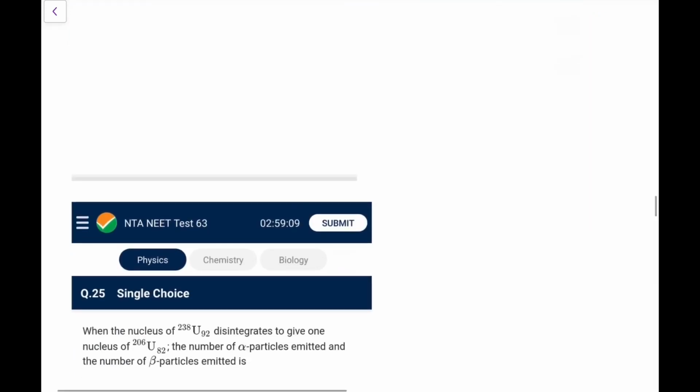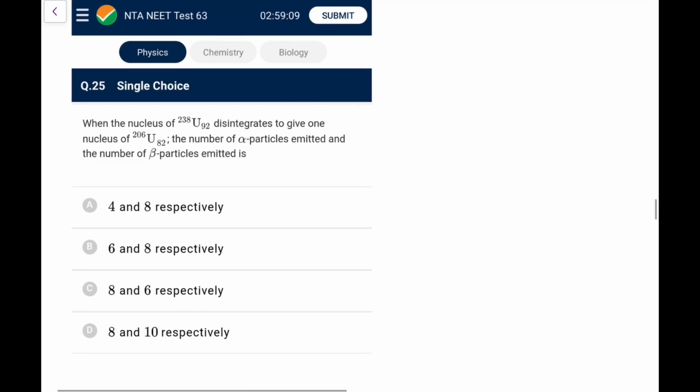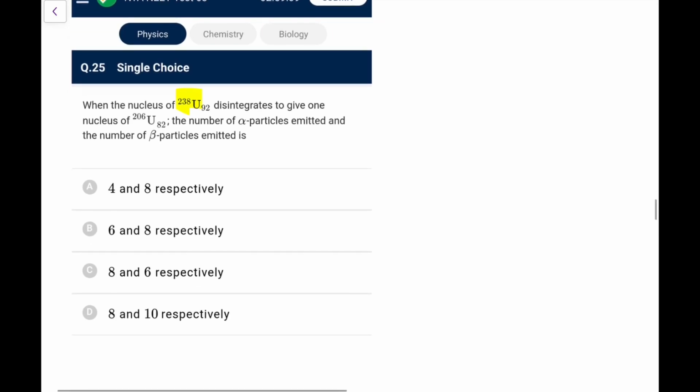Next, 25th. Now when the nucleus of this uranium disintegrates to give the nucleus of this uranium 82, how can it be uranium 82? It should be lead, I suppose. The question asks for the number of alpha particles and beta particles emitted. First of all, the change in mass number, 38 minus 6, that is 32. We know mass number changes only because of alpha, that is due to 4. So 32 by 4, that is 8 alpha.